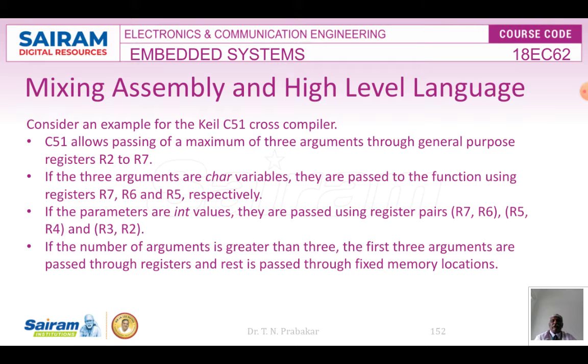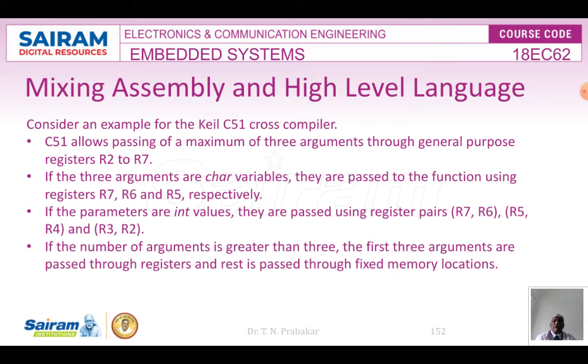And this is one example, like Keil C51, right? So C51 allows passing of a maximum of 3 arguments only, through the general purpose registers R2 to R7. And if the three arguments are of character type variables, they are passed to the functions using registers R5, R6, R7 only. And if the parameters are integer values, they should be passed through the register pairs R6 and R7, R4 and R5, or R2 and R3.